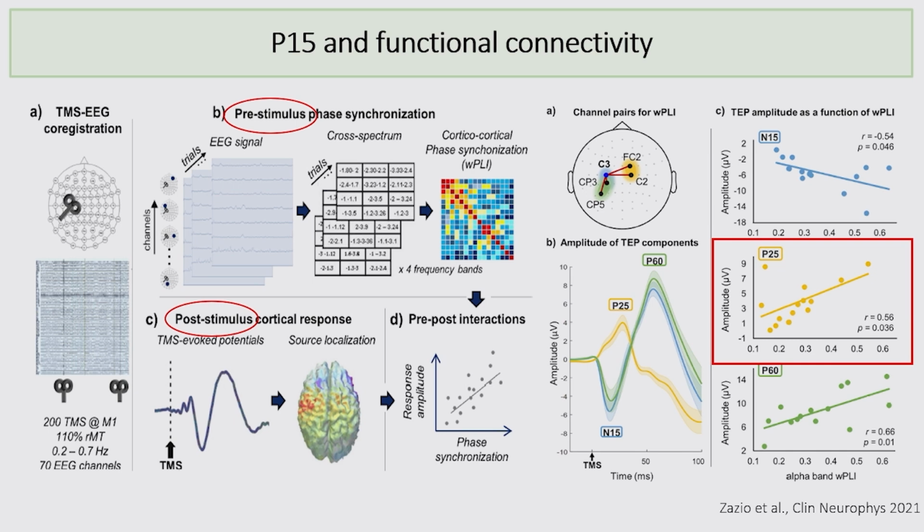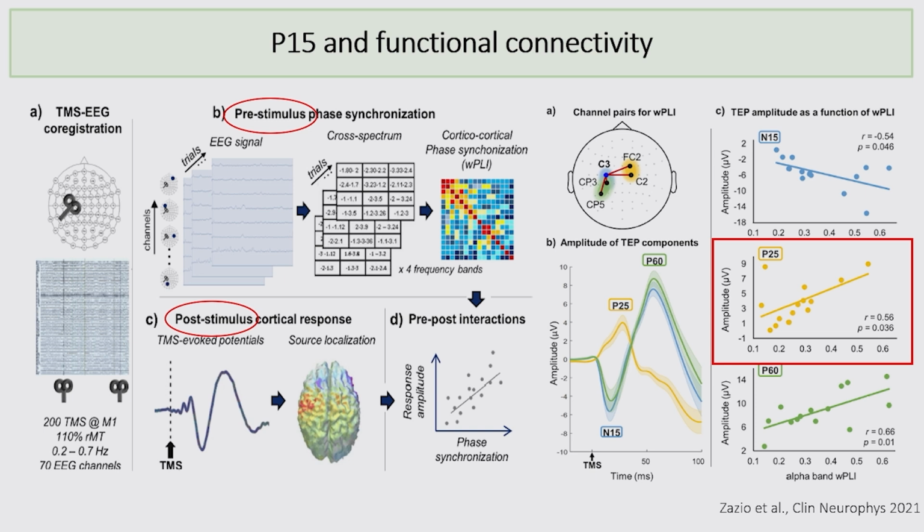in which we showed that the interhemispheric functional connectivity measured in the alpha band with the weighted phase lag index in the pre-stimulus window, so before the TMS, was correlated with the amplitude of a contralateral positive component occurring at 25 milliseconds. Now, some of you might think, well, this occurs at 25, while I stressed that the latency was 15 milliseconds, so it could not be the same component.